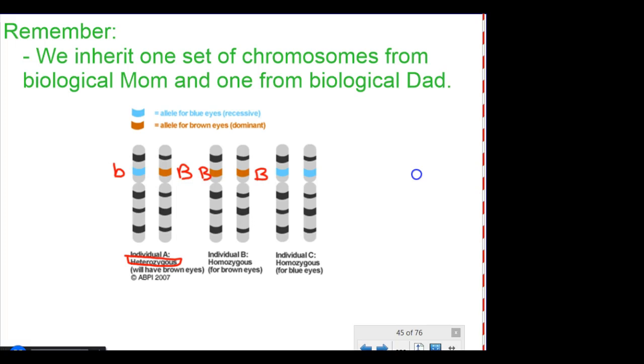Finally, this individual here has two blue-eyed alleles. They are also homozygous. To differentiate an individual who has two dominant alleles from two recessive alleles, we'll often say homozygous dominant and homozygous recessive, so that we can communicate the difference between this and this.